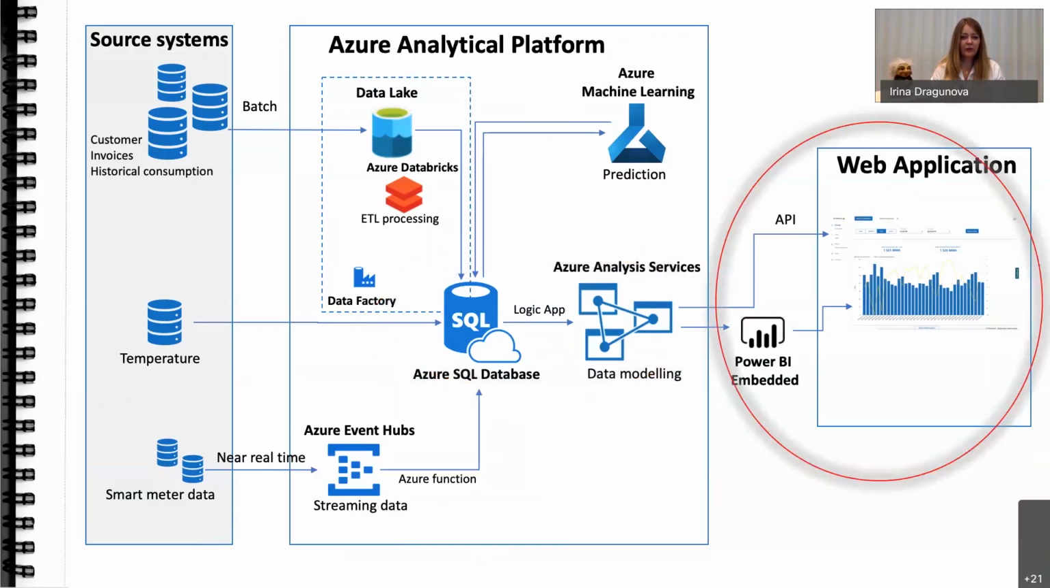So we build the model. We have our model data in Azure Analysis Services. Then we use our model data to create our reports in Power BI and then embed them in our web application. For some queries, we also use REST APIs to get the data from Azure Analysis Services, and we get the data really quickly.